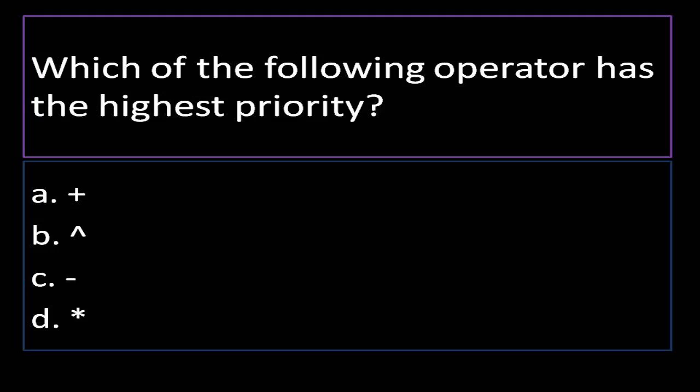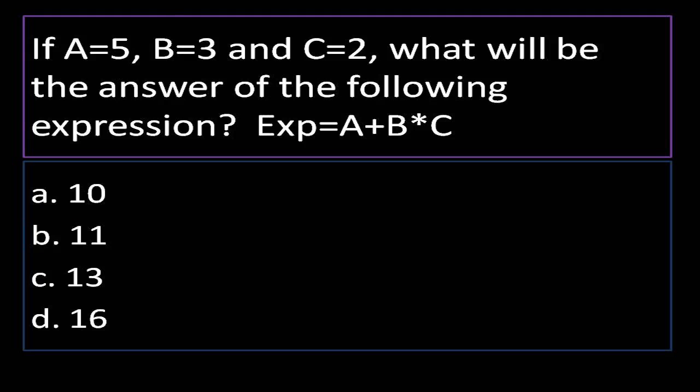Which of the following operator has the highest priority? Option A, plus, option B, caret symbol, option C, negative sign, option D, multiplication sign. The right answer is option B, caret symbol. If A equal to 5, B equal to 3 and C equal to 2, what will be the answer of the following expression? And expression is A plus B asterisk C. Option A, 10, option B, 11, option C, 13, option D, 16. And the right answer is option B, 11.